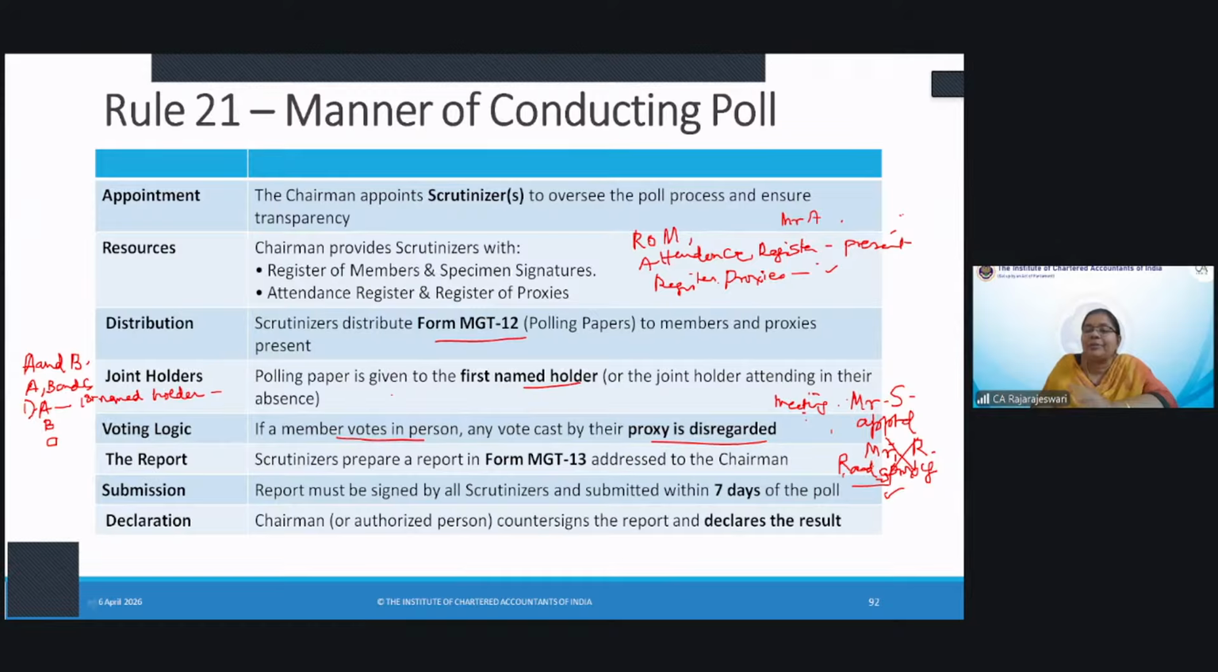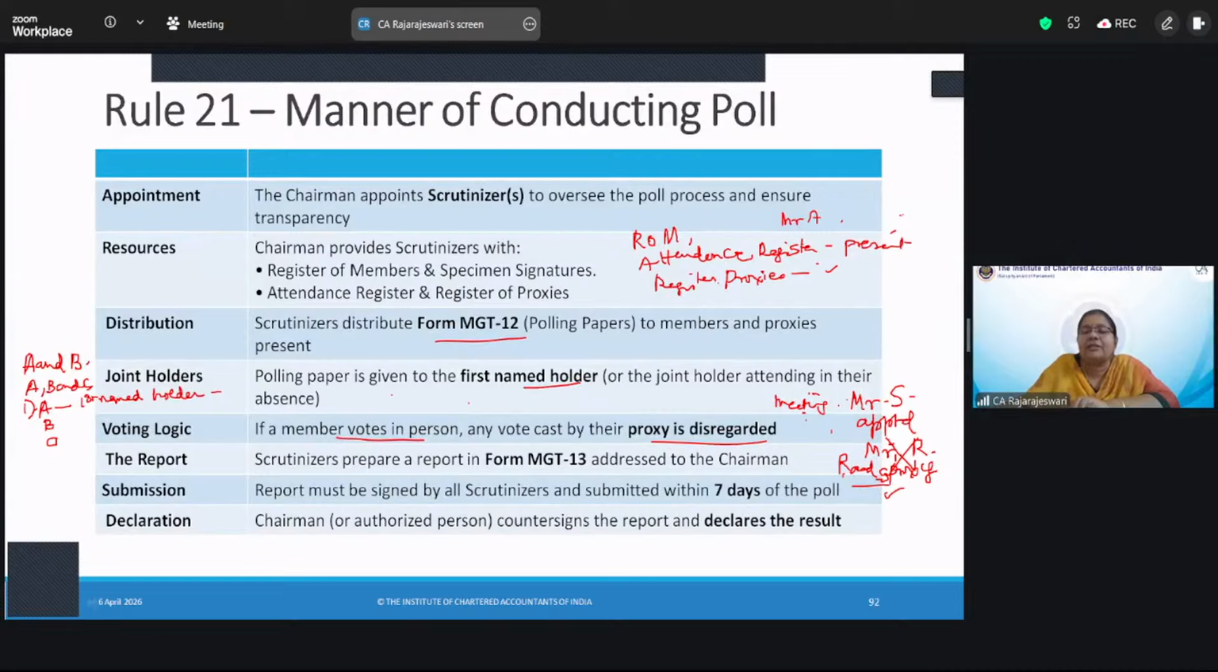It would be duplicating, right? So the logic is that only if a member votes in person, only the in-person vote will be counted. Suppose he doesn't come, then the proxy can vote on a poll. That is the concept. He should submit the report within 7 days, and based on that report, the chairman declares the result.